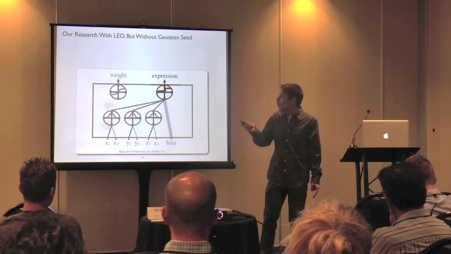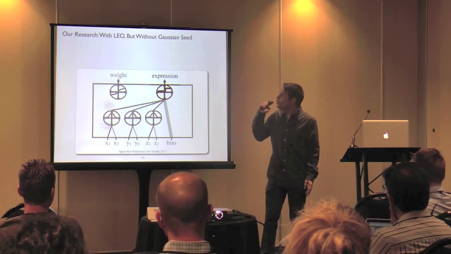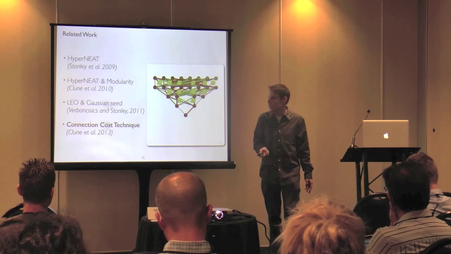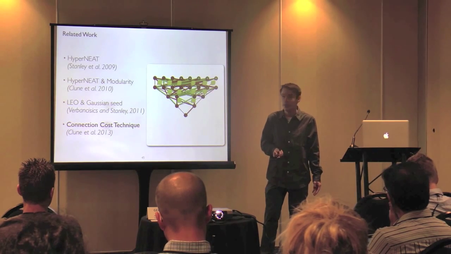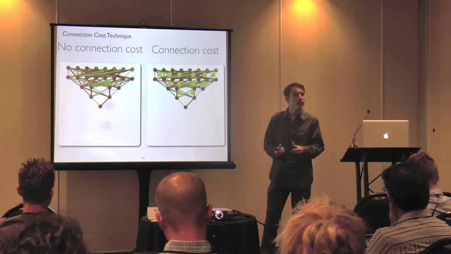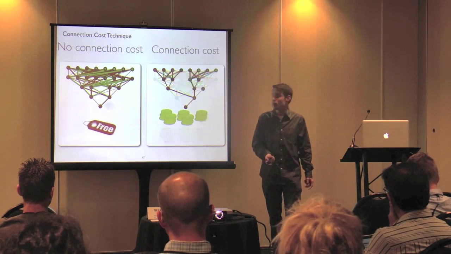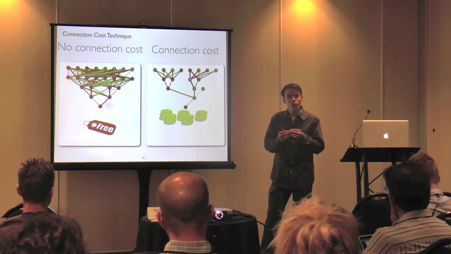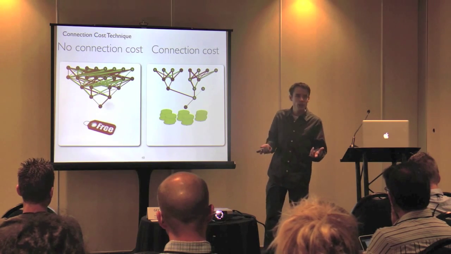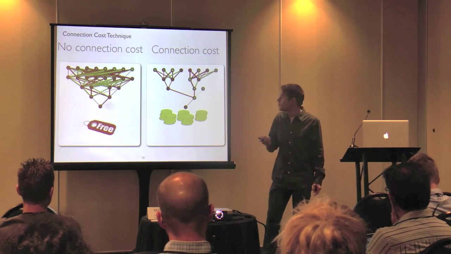Now, in our research, we do use the link expression output because we think that this is an awesome innovation. However, we do not use the Gaussian seed. Instead, we use something different, namely the connection cost technique that was published by Clune et al. in 2013. The idea behind the connection cost technique is that networks have to pay for each connection they have, and they have to pay more for longer connections. So, in their struggle to remain competitive in the population, they reduce their number of connections, and they become modular in the process. Note that networks without connection cost don't do anything of the sort. Once they solve the problem, they remain as entangled as ever.